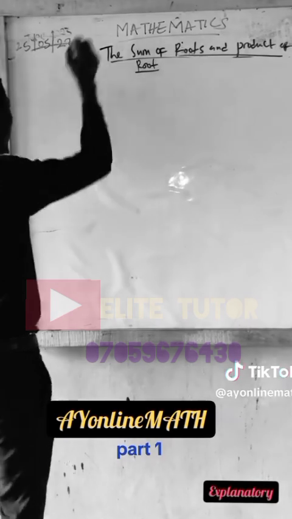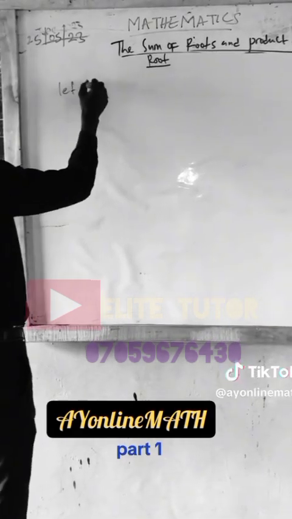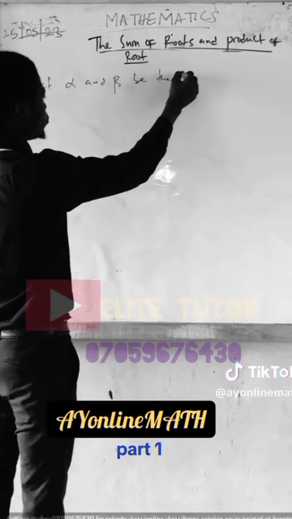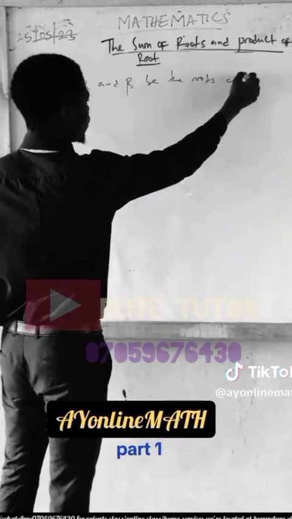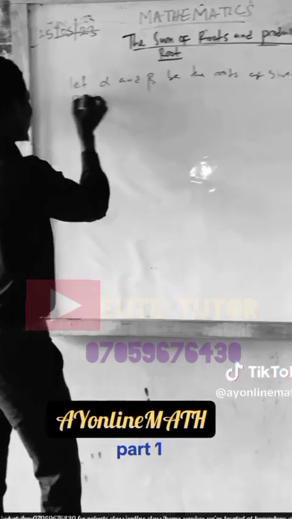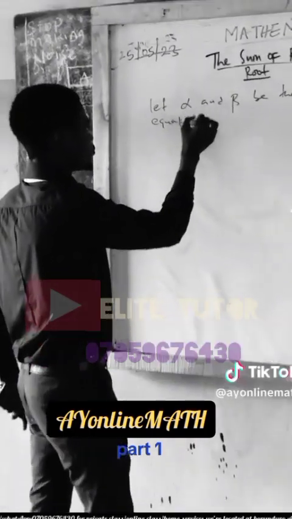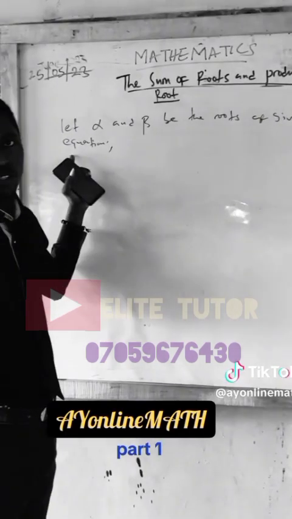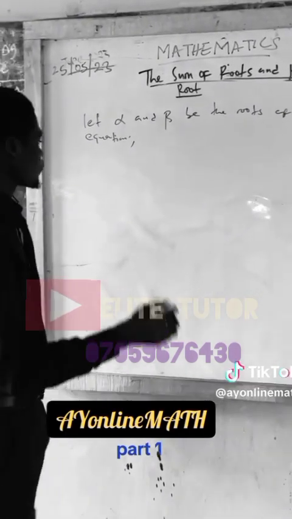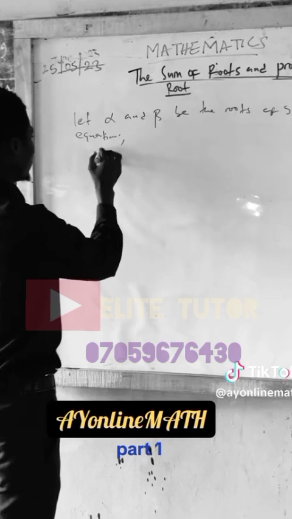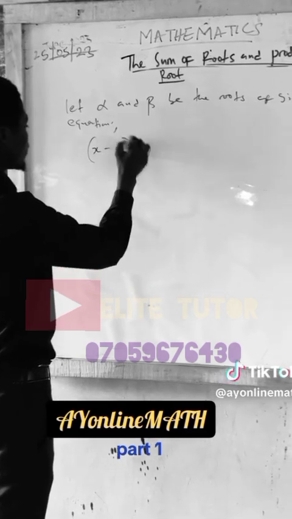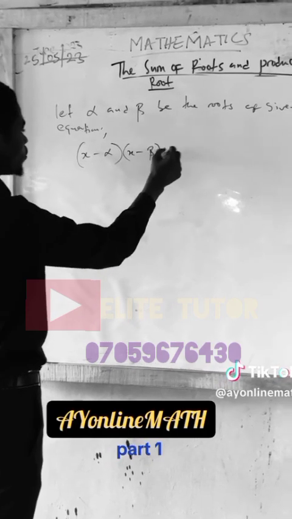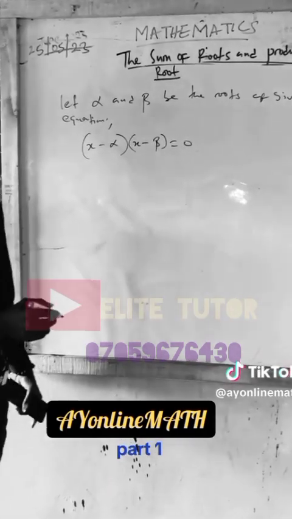Now, remember that we say, let alpha and beta be the roots of the given equation. Imagine we have (x minus alpha)(x minus beta) equals 0. This is how it started.